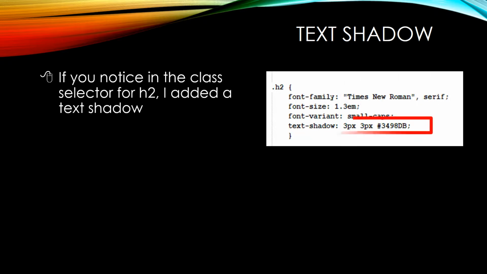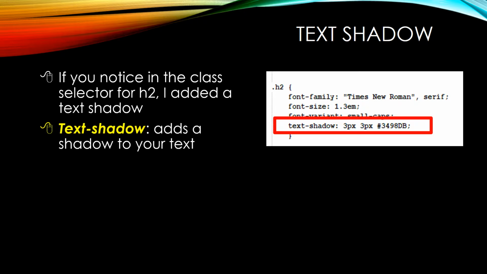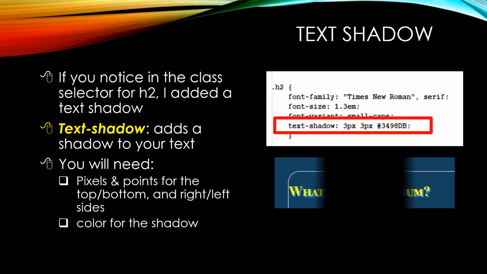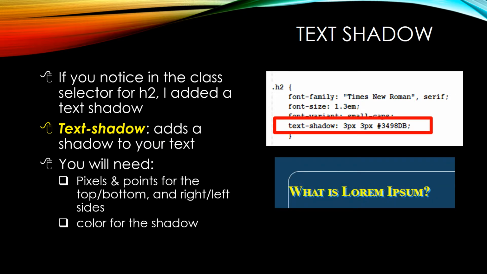When I created my H2, I added a text shadow. A text shadow just adds shading, kind of like a shadow, to your text. When you use a text shadow, you will need to include the pixels and points for the top, bottom, and right and left, and then you would add your color for the shadow. If you look at the diagram below the CSS coding, you're going to see that when I run my website, it has a little shadow that is deflected in the background of the H2 heading.